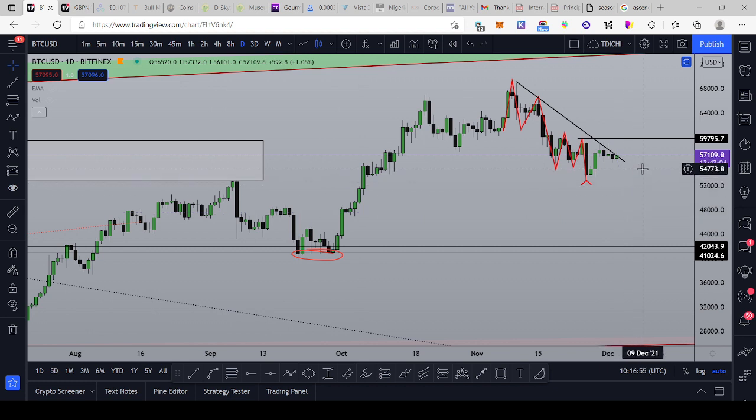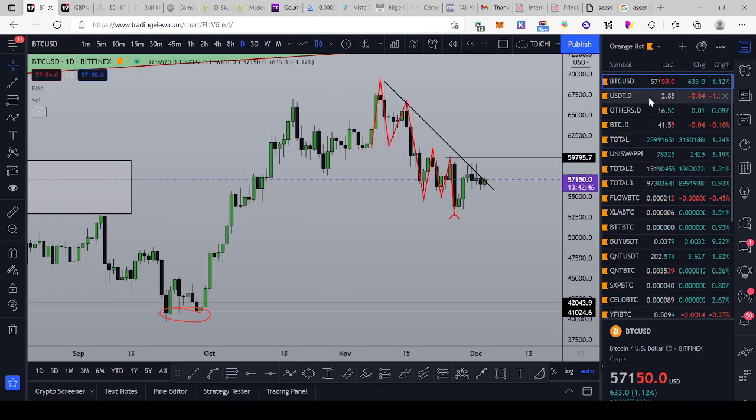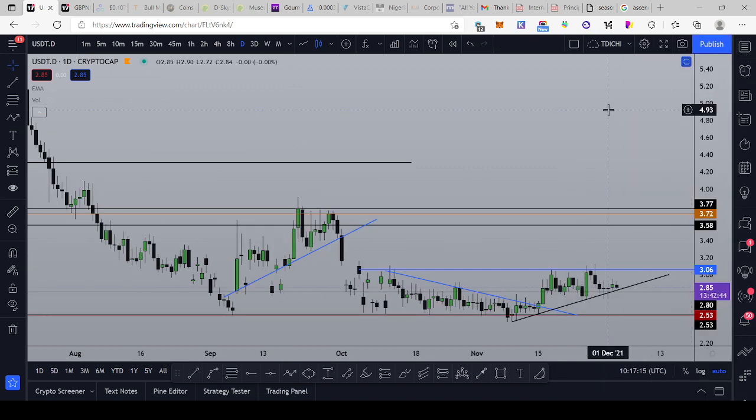All right, so we are going to be focusing on USDT dominance, BTC dominance, and the total market cap index. And then I said we're going to introduce 1112 again. But for now, let's go to USDT dominance and see what is happening.